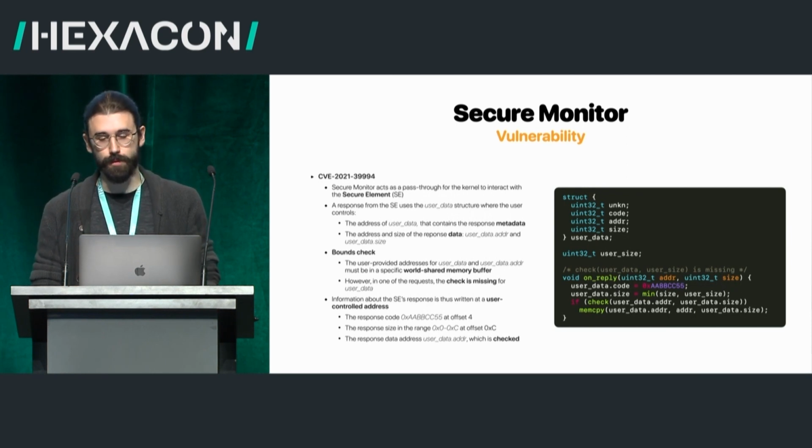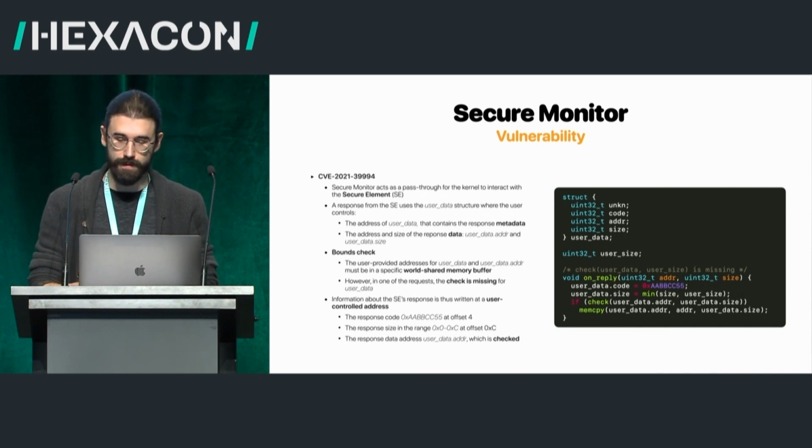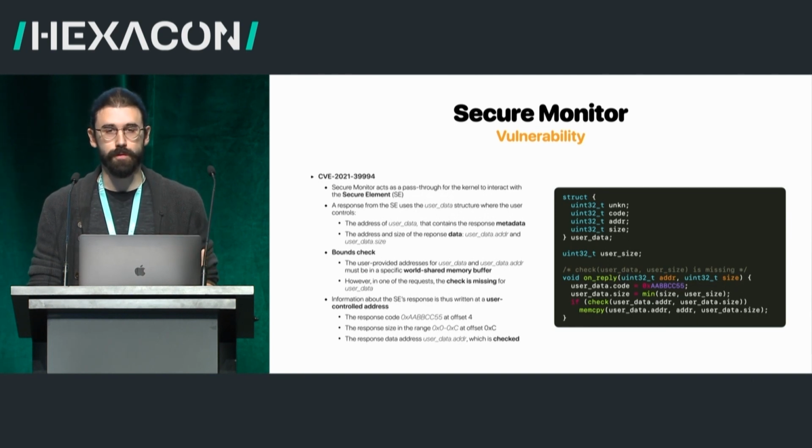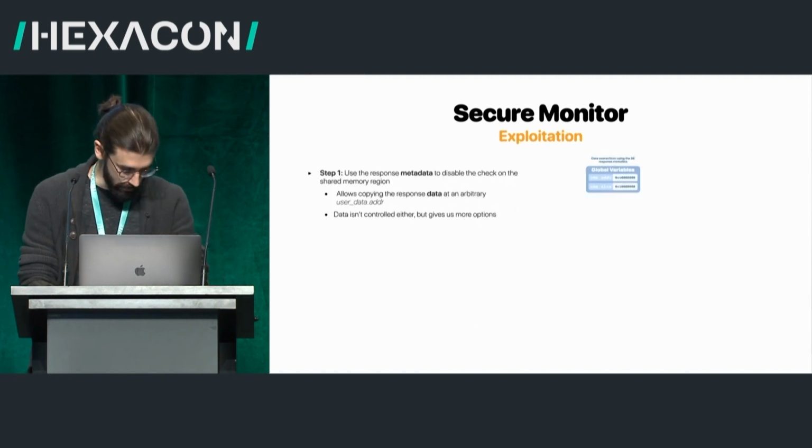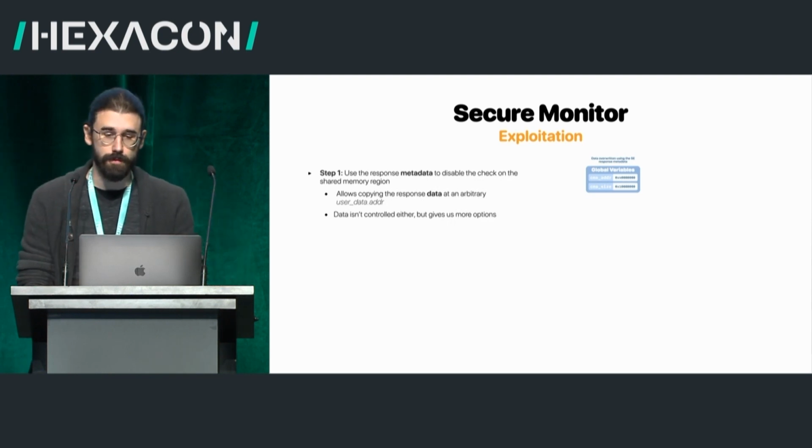However, in one of the requests, the check is missing for the address of the user data structure. In our case, this means that we are able to write the response metadata anywhere we want in the secure monitor's address space. So we can now leverage this primitive to exploit the secure monitor.